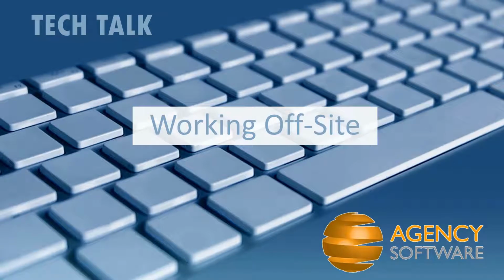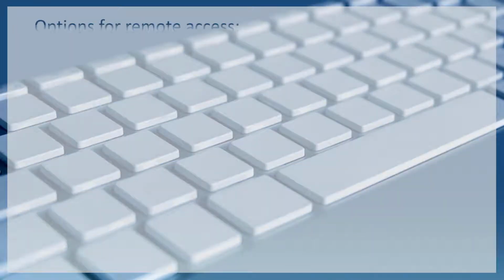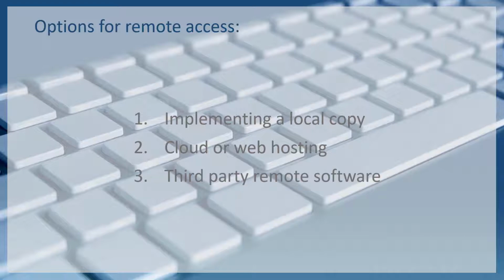In this video, we would like to take you through the very complex subject of remote access in the context of your agency's software management system. When attempting to work off-site, there are three basic approaches: taking a local copy to an off-site system, subscribing to off-site hosting services or our online management system Agency2Go, or utilizing third-party remote software to set the in-house workstation as a host. There are benefits and drawbacks to each one of these approaches.